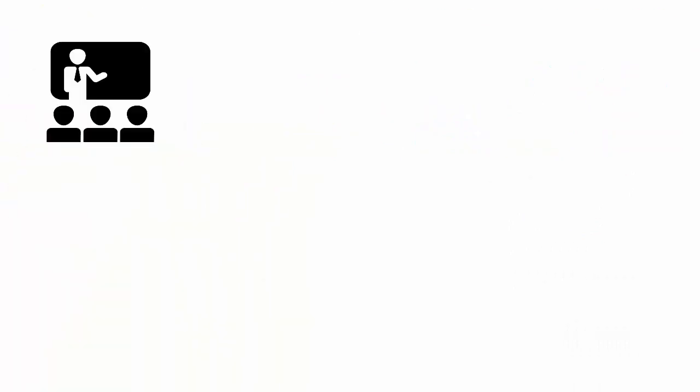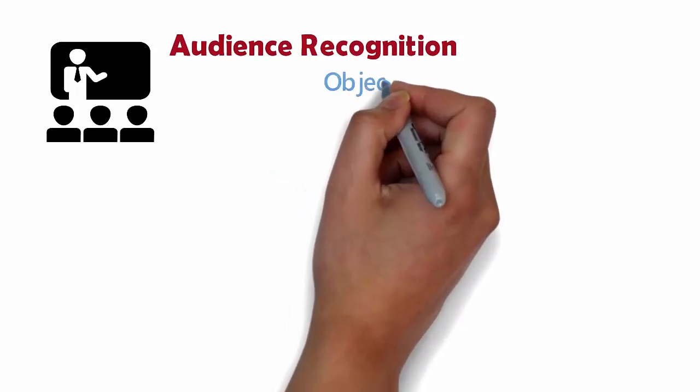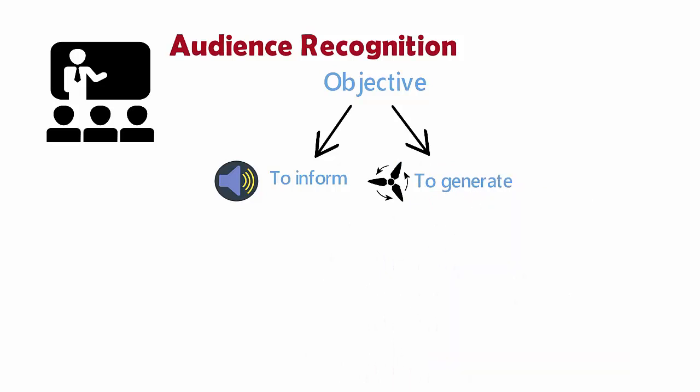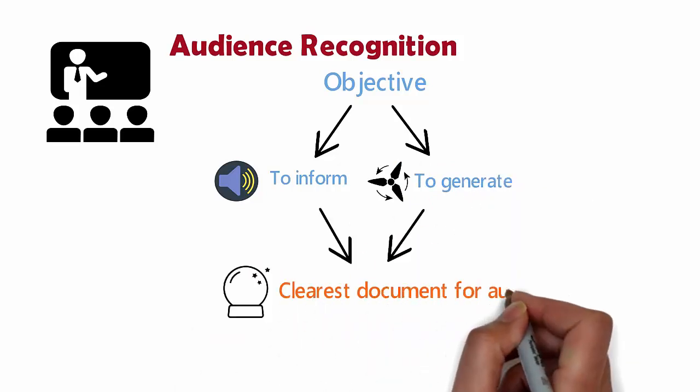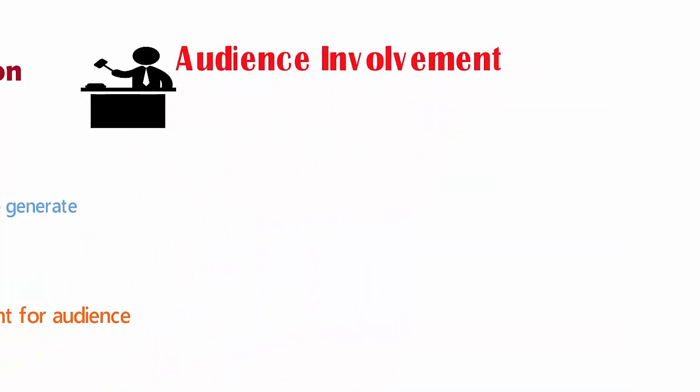The fourth trait is audience involvement that needs to be tested. The objective can either be to inform the readers or to generate a clearest document for the audience. In addition to audience recognition, effective technical writing demands audience involvement.